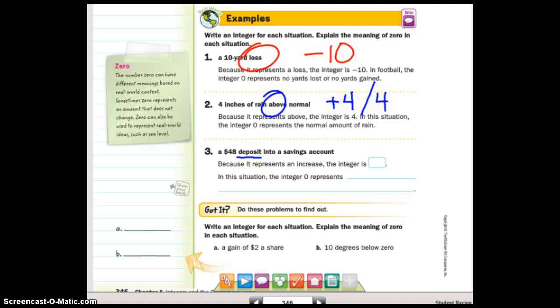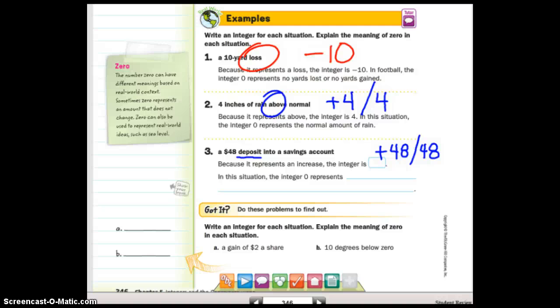So in this case, we would write it as +48 or just plain 48. Now I need to explain to you, I did not put inches on the 4, and I did not put the $ sign on the deposit.